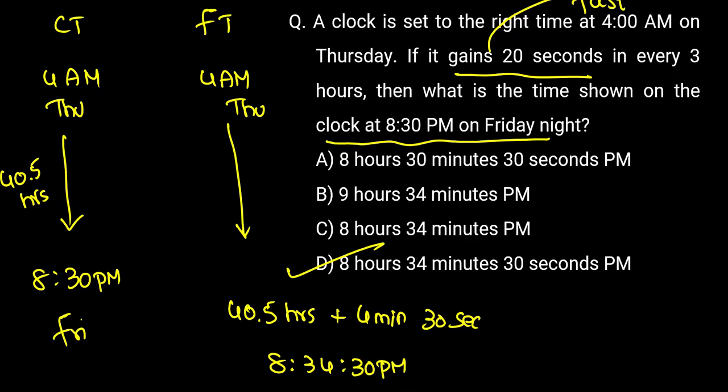If it is losing, same question, guys. If your watch loses 20 seconds in 3 hours, I should do 8:30 minus 4 minutes 30 seconds. If your watch is losing, I have to do minus 4 minutes 30 seconds. Gaining means plus. Got it?